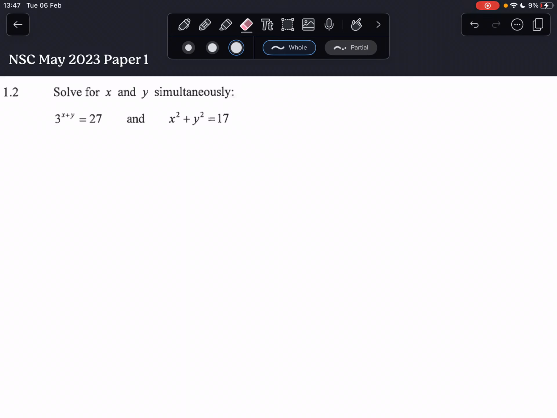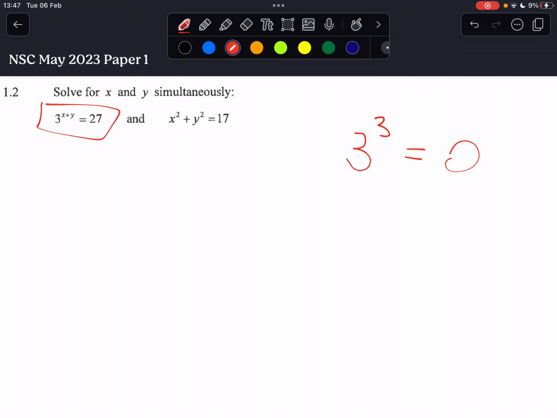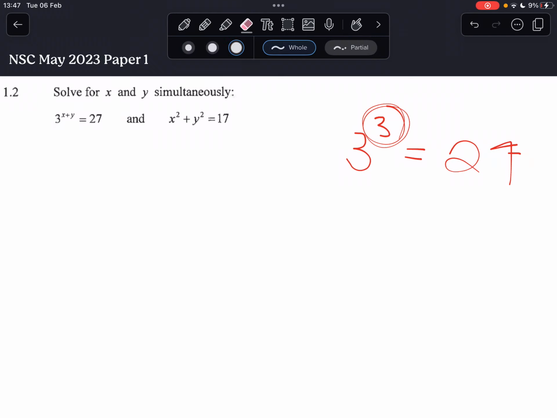So question 1.2, solve for x and y simultaneously. Our first equation is an exponential one. We've got 3 to the power of x plus y is equal to 27. And straight away, I know that 27 is a power of 3. So if this is true, then x plus y must be equal to 3. That's just something that stands out for me from the jump.